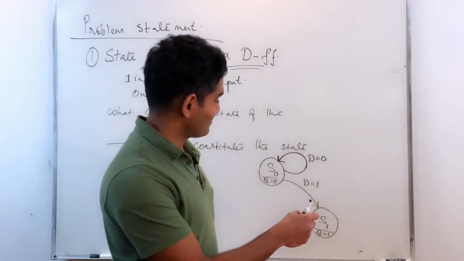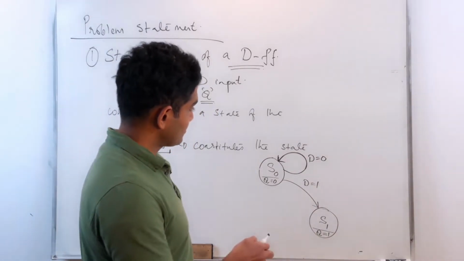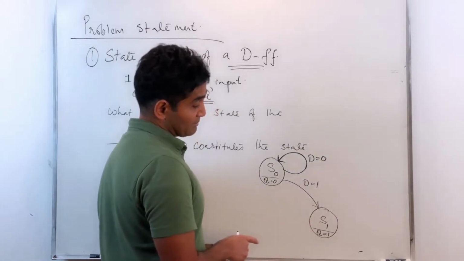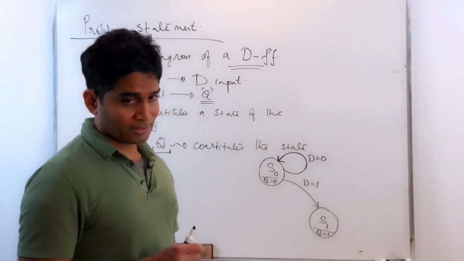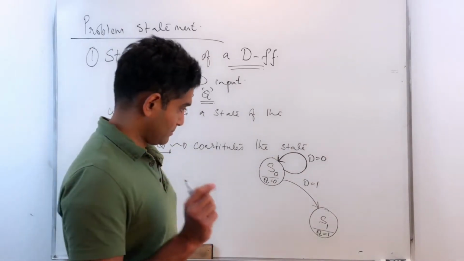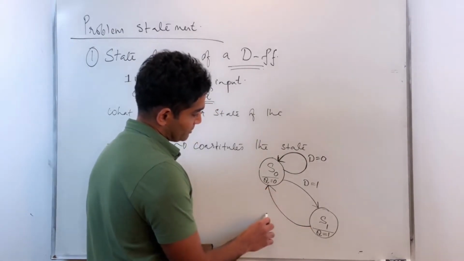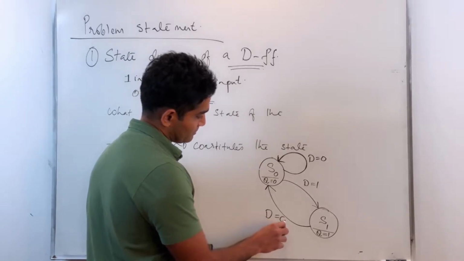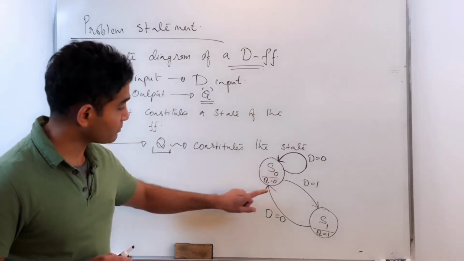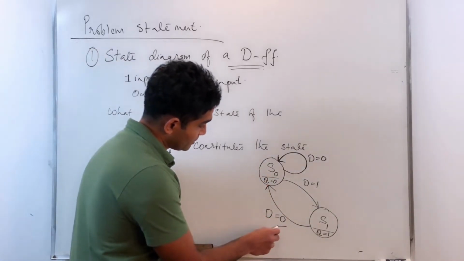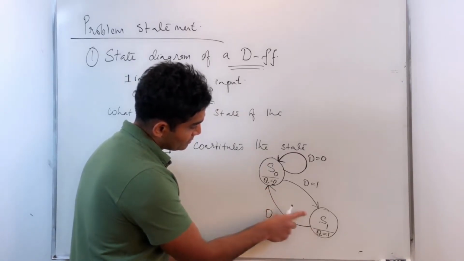You'd stay in the same spot again. Sorry? You'd stay in the same state. Do I stay in the same state if D equal to 0 occurs when I'm in the S1 state? If D equals 0, you'd go to the other state. Yes. If D equal to 0 occurs, I transition from the S1 state to S0 state, right? Because my output follows the input for a D flip-flop. So with the next active edge, I go from S1 state to S0 state.